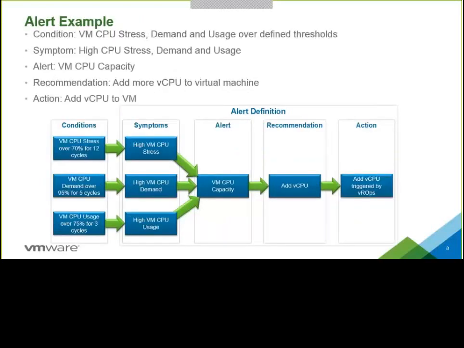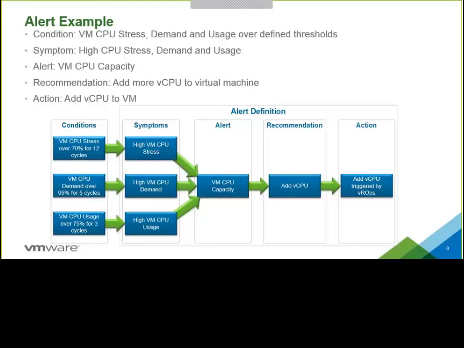Here's another example, just to put things in perspective. You could have different conditions within your data center around CPU. You can have a CPU stress which is over 70% for 12 cycles. You could have CPU demand over 95% for 5 cycles and CPU usage over 75% for 3 cycles. Now, each of these metrics is measured or calculated every 5 minutes by VROps, and that 5 minutes is one cycle. So when we say 12 cycles, it is 12 times 5, which is 60 minutes. So if your CPU stress has been over 70% continuously for 60 minutes, then your symptom, which is high VM CPU stress, will automatically become true.